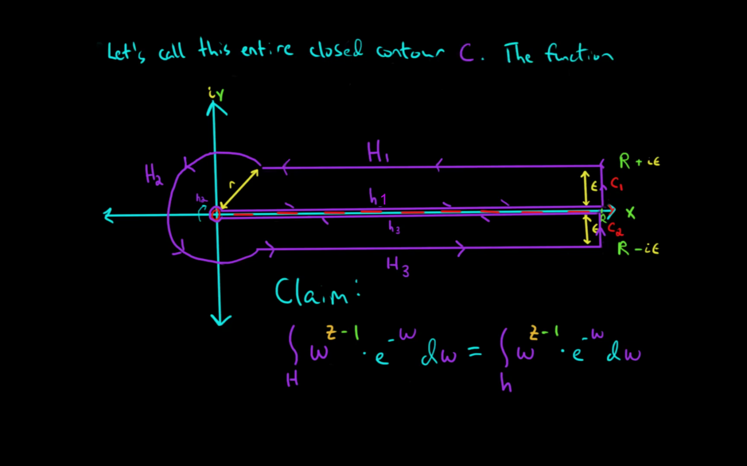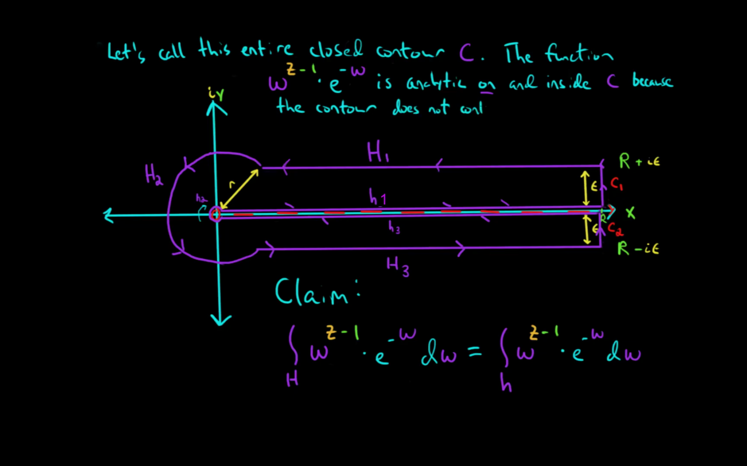Now on this closed contour C, the function w to the z minus 1 times e to the negative w is analytic, both on the contour and inside the contour, because the contour is actually excluding the origin and the branch cut. So all the points in the complex plane where this function is either not well defined or not differentiable are excluded from this contour. So we can use Cauchy's theorem.